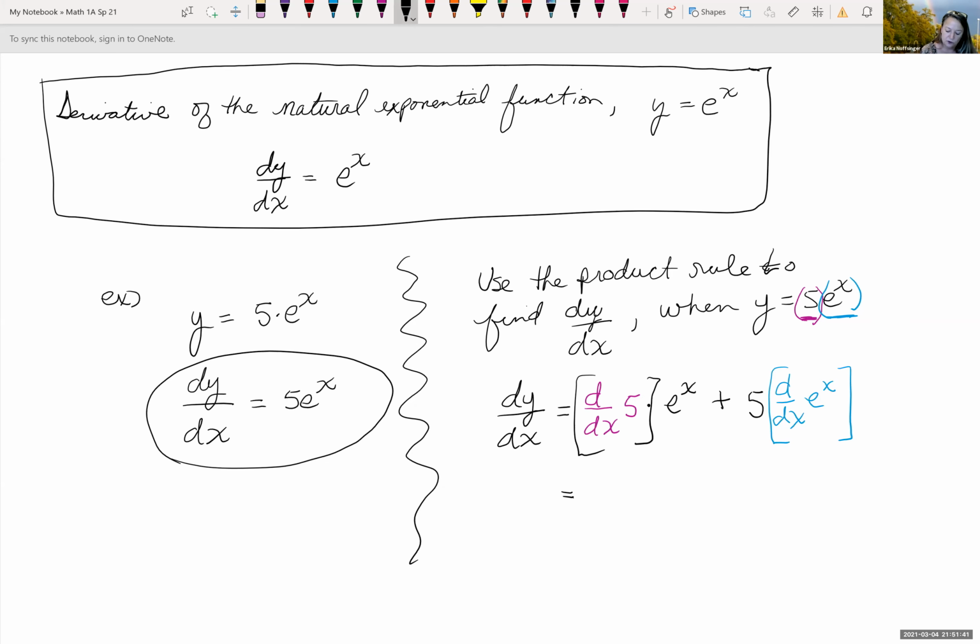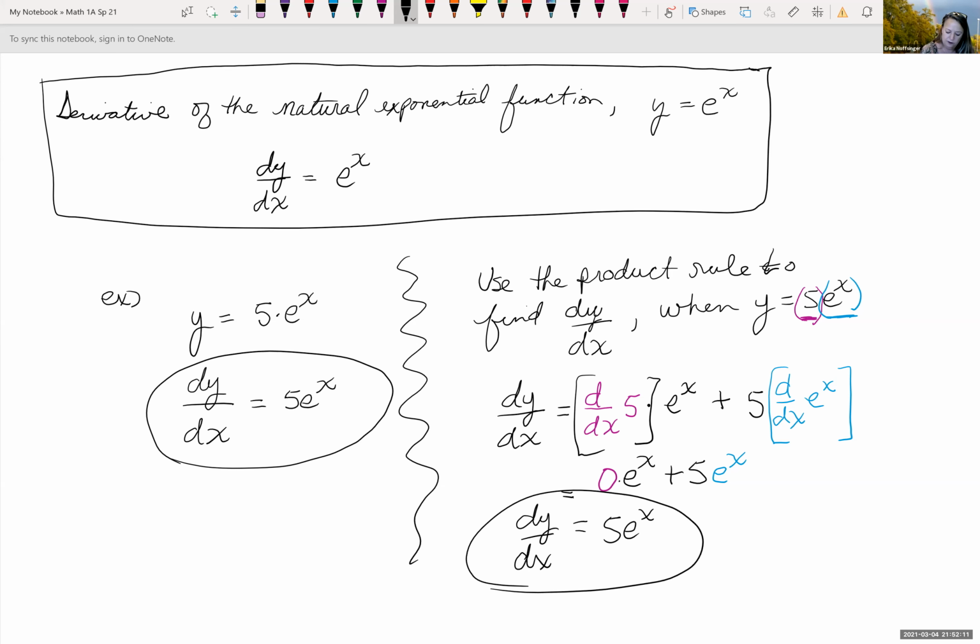So this is equal to, we'll recall, the derivative of a constant, that's 0. So 0 times the second, e to the x, plus 5 times the derivative of e to the x. If you remember, it's just itself, e to the x. And so 0 times e to the x is 0, plus 5 e to the x is just 5 e to the x, which is the same thing we got before.